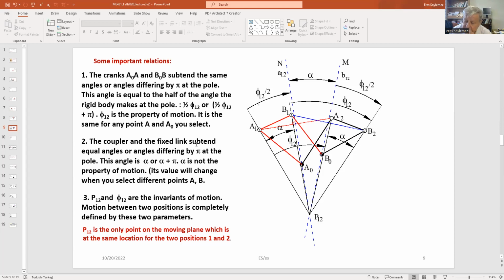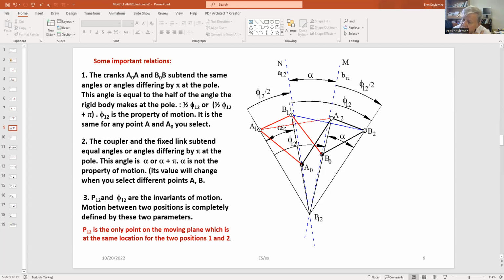Two, the coupler and the fixed link, A1B1, AB, and A0B0 subtend equal angles at the pole, with angles differing by pi. This angle is alpha, or alpha plus pi. Let me repeat, I'll show why it is alpha plus pi in a minute.